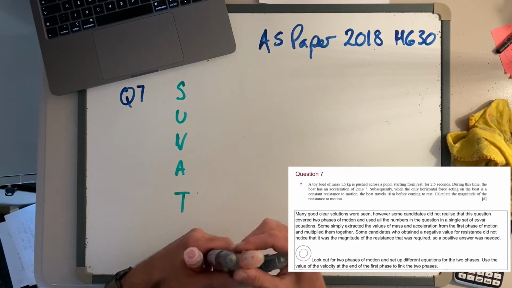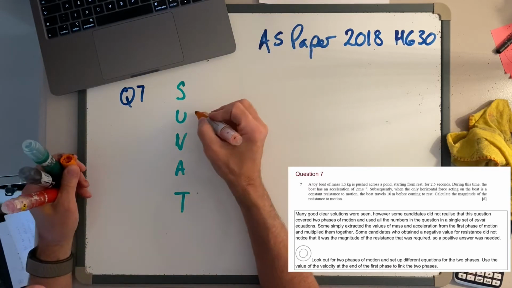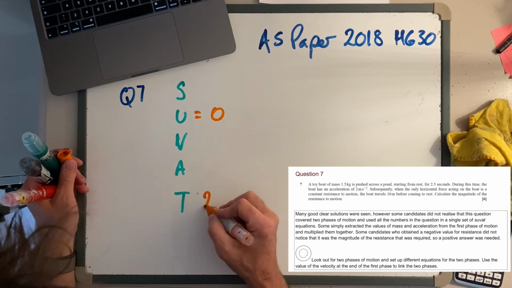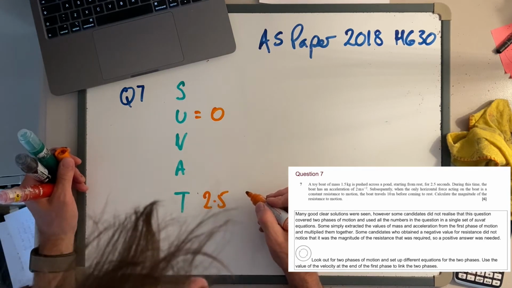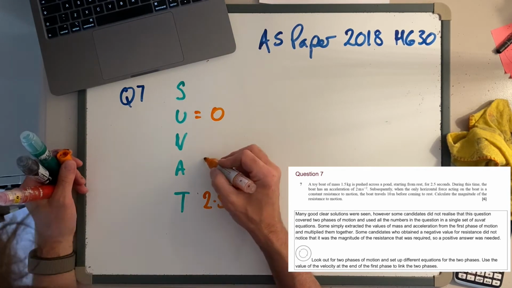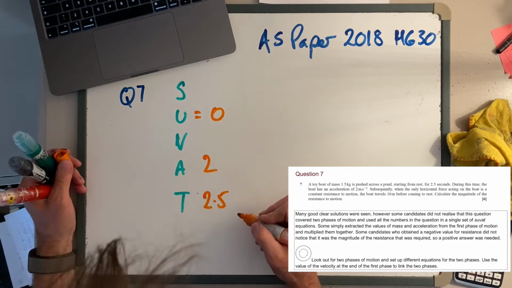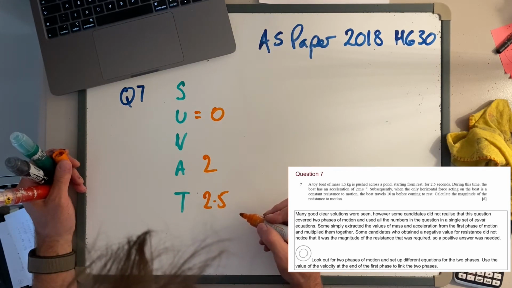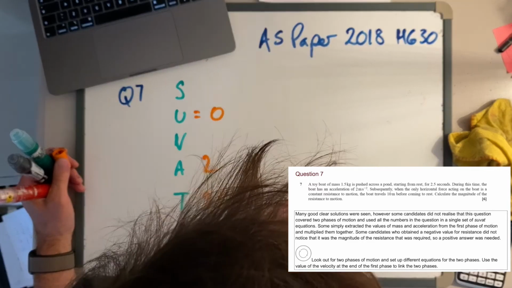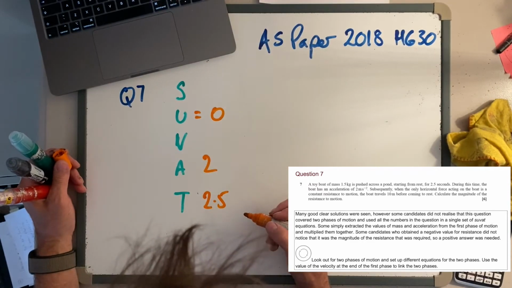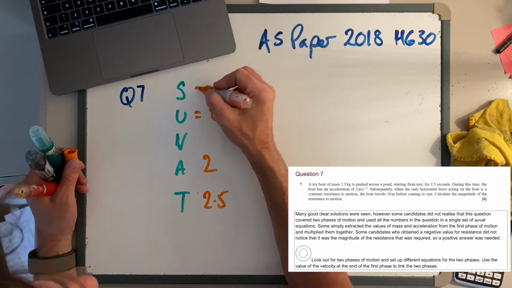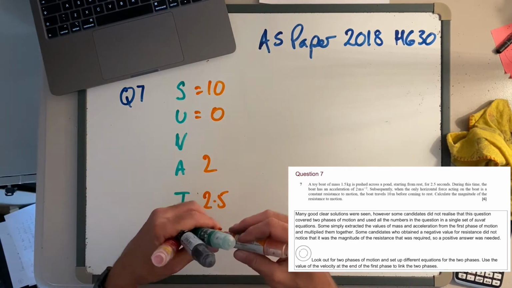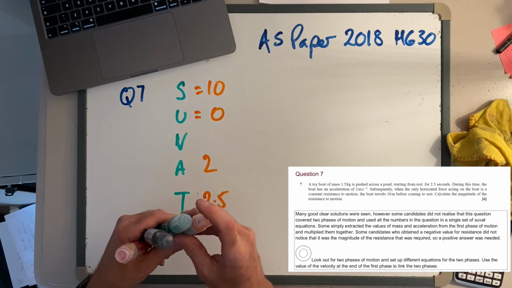It says at rest, so U, the initial velocity, is 0. Time is 2.5 seconds. During this time, acceleration of 2 meters per second squared. Subsequently, it only comes to horizontal rest because of resistance to motion in the horizontal direction, and it travels for 10 meters. So the question is: calculate the magnitude of the resistance to motion.